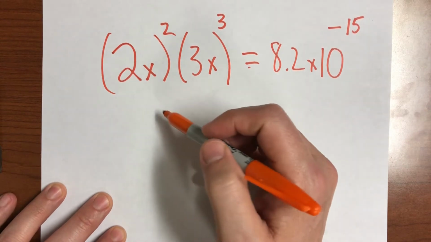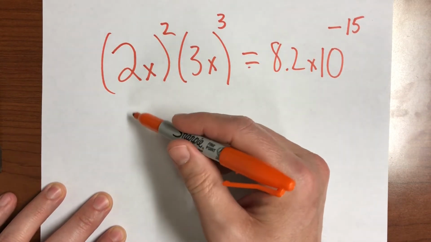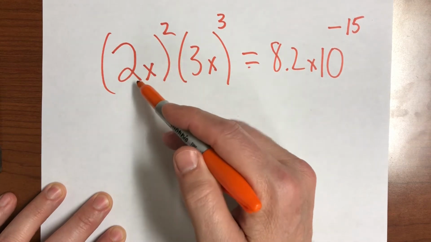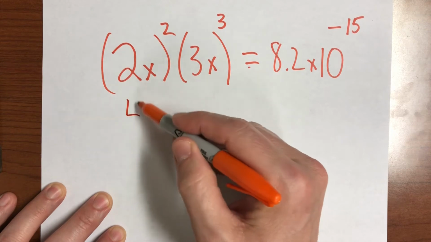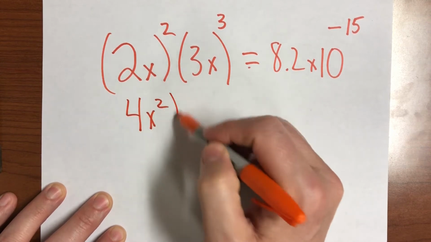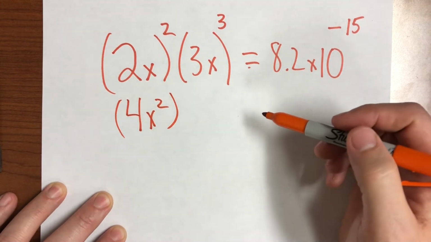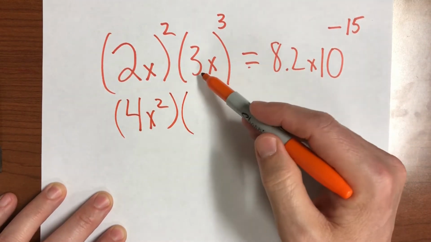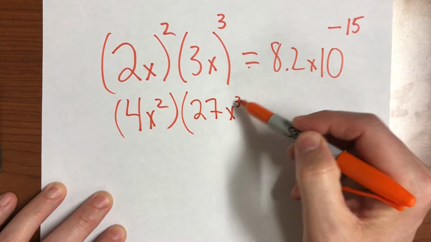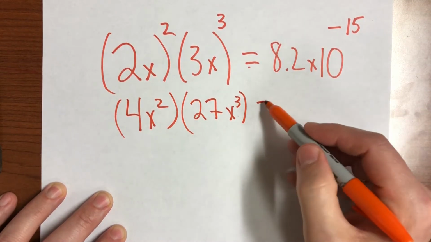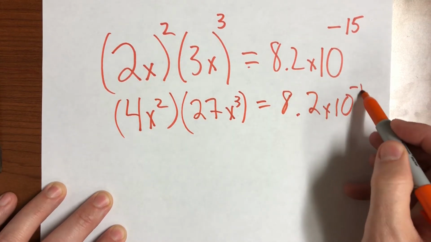The most common mistake people will make here is they would square this and call it 2x squared, but that's not 2x squared, it's 4x squared, right? Because you've got to square both of the things inside. And similarly, this is not 3x cubed, this is 27x cubed, because 3 cubed times x cubed. And the right side doesn't change.